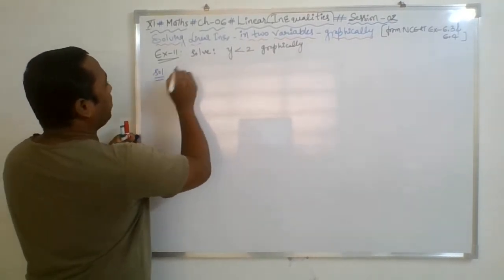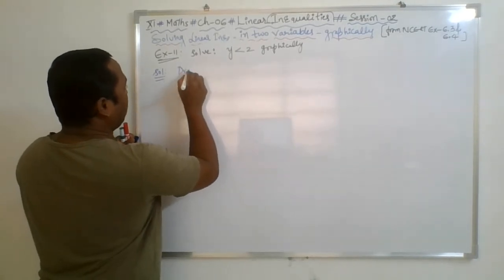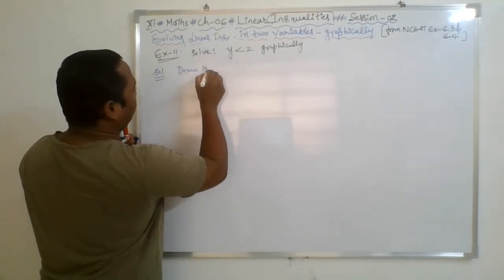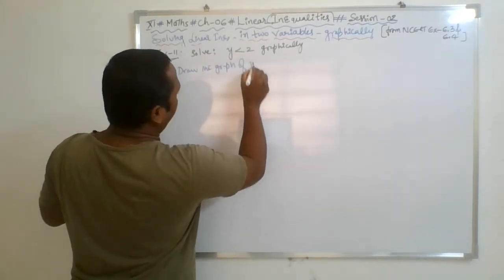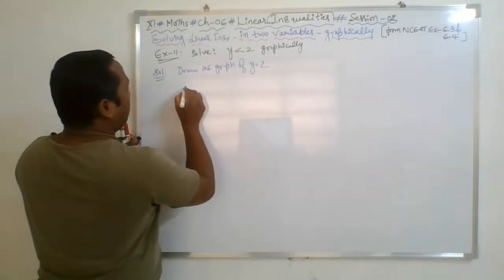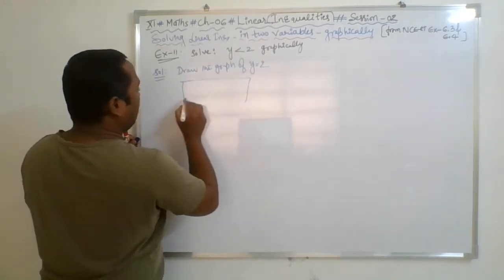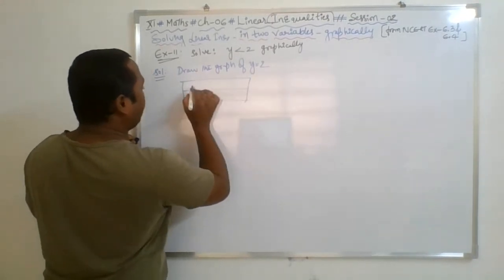Always, you need to start with the statement: draw the graph of y equal to 2. So there is no x at all. So there is no effect of x.